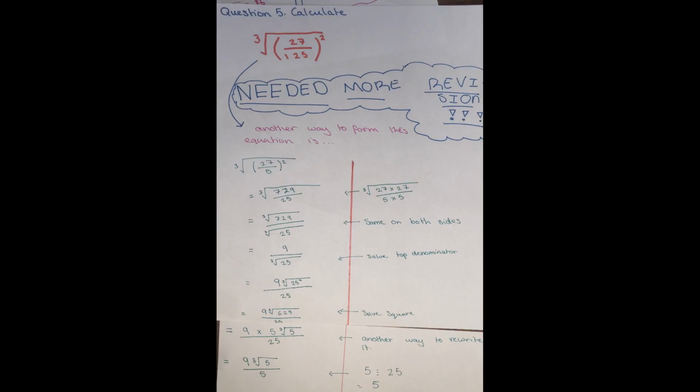Next, you put the cube root on top of the top numerator, which gave us 9 cube root of 25 to the power of 2 over 25. Another way to write it is 9 times 5 cube root of 5 over 25. So my answer was 9 cube root of 5 over 5. So I did 5 divided by 25 was 5. So that's what I did. And that is my final answer. 9 cube root of 5 over 5.